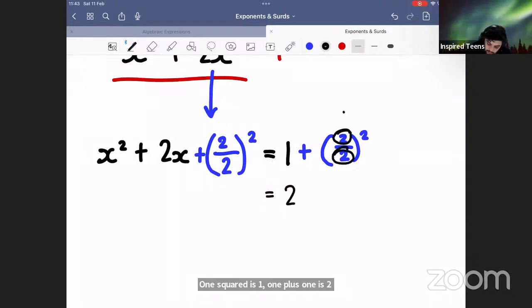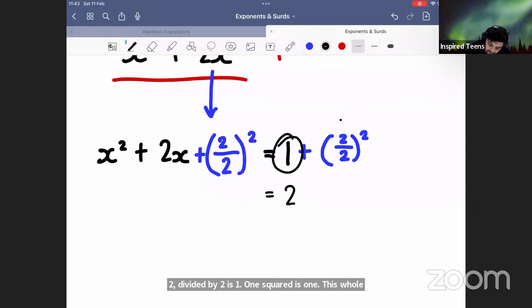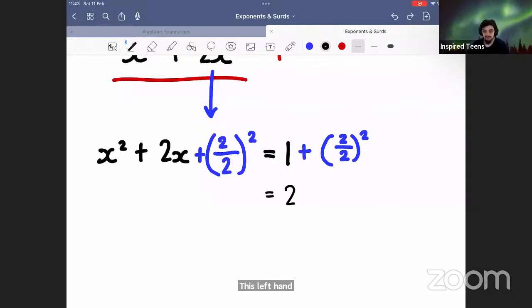2 divided by 2 is 1. 1 squared is 1. This whole thing is 1. This left-hand side 1 plus 1 is 2.